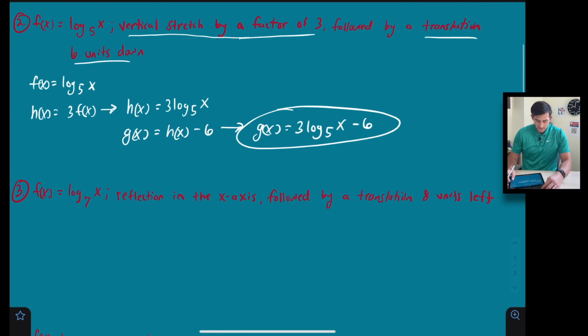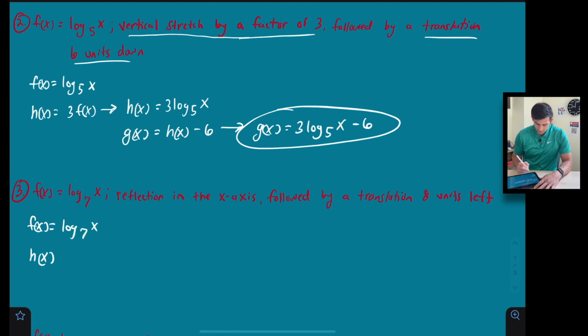All right, number 3, f of x equals log base 7 of x. We're going to reflect in the x-axis, so we have a new transformation there. And then we're going to translate 8 units left. So we've been translating up and down, now we're going to translate left. So once again, start off with f of x. It's equal to log base 7 of x.